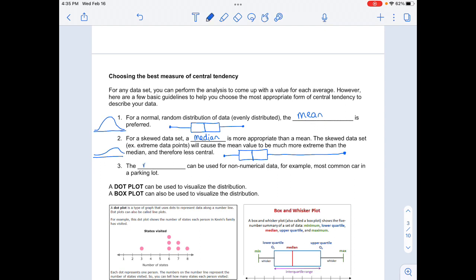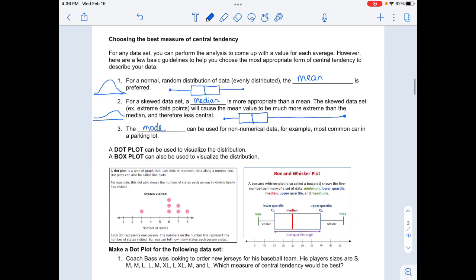And then lastly, the mode can be used for non-numerical data. For example, most common car in a parking lot. So say like the Toyota Camry is the most. There's not really much numerical you can do about it other than count up and say, oh, there's 15 Camrys in the parking lot, and call it good.